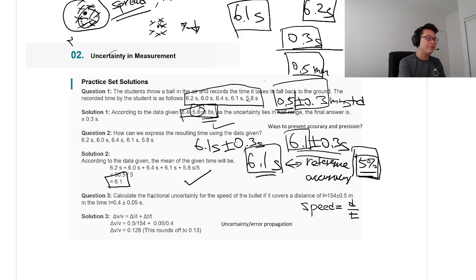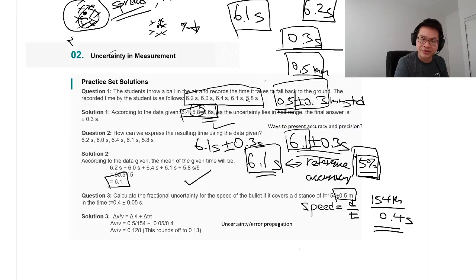So from here, you're going to plug in 154 meters divided by 0.4 seconds, and then you will have a corresponding result. Okay, this is normally what you learn in high school, maybe grade 11, grade 12, but here we have to be much more careful and pay attention to the uncertainty in the measurement.